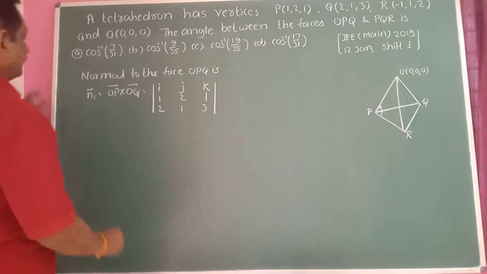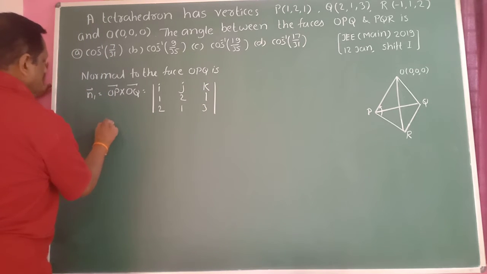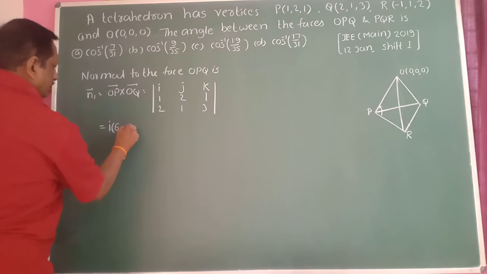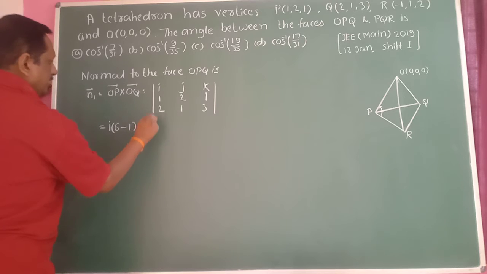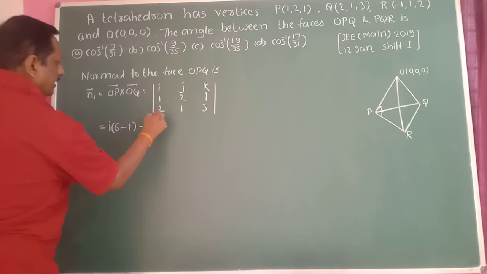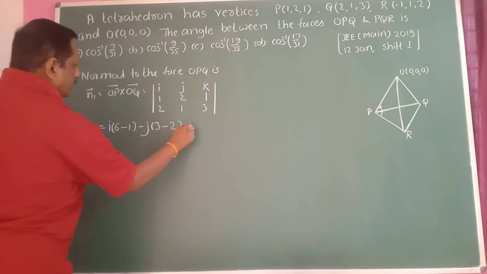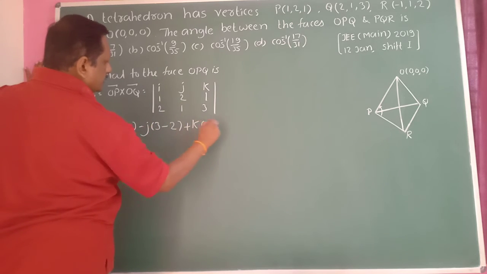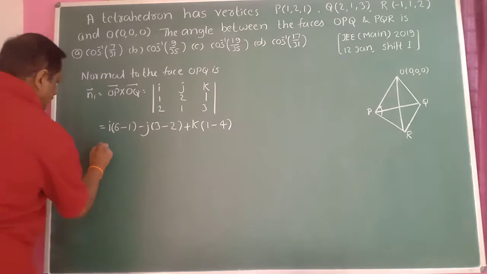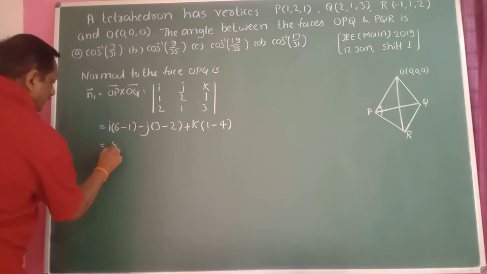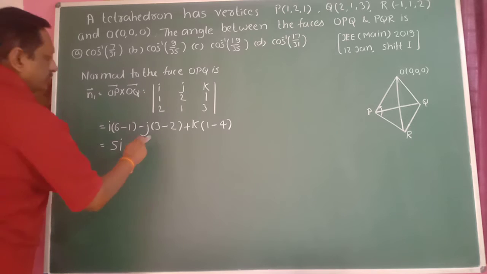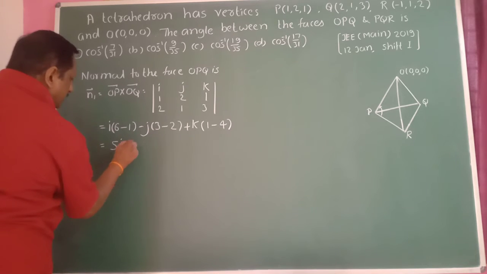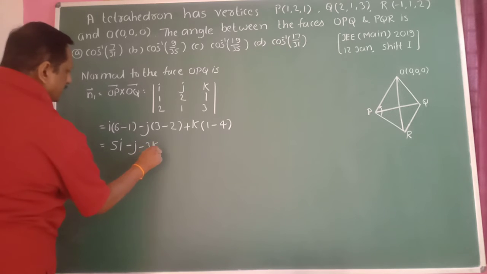Then expand it. So this gives i into (2 times 3 is 6, minus 1 times 1 is 1), minus j (1 times 3 is 3, minus 2 times 1 is 2), plus k (1 times 1 is 1, minus 2 times 2 is 4). So this is equal to 6 minus 1, that is 5i, minus j (3 minus 2 is 1), minus 3k.